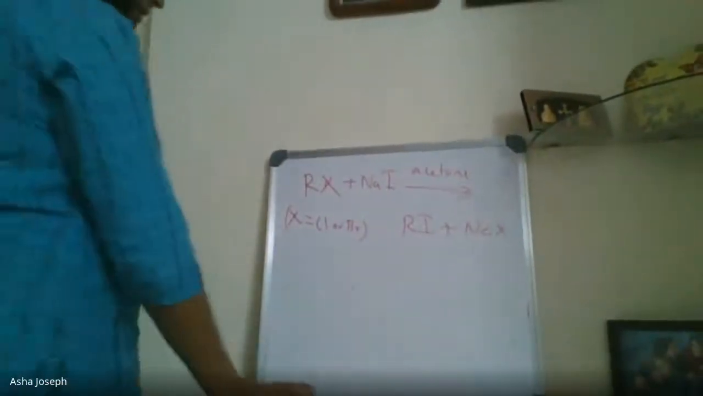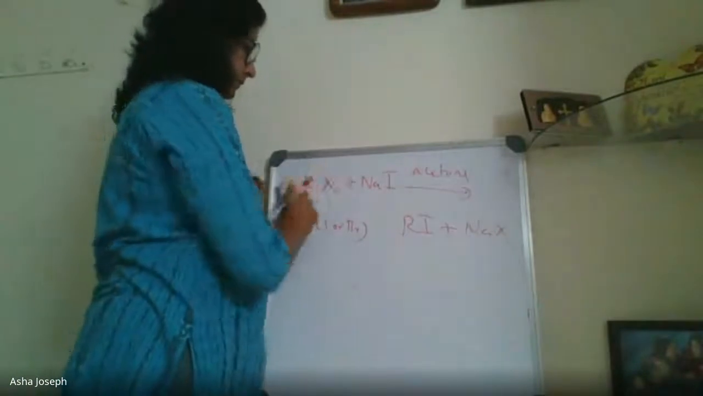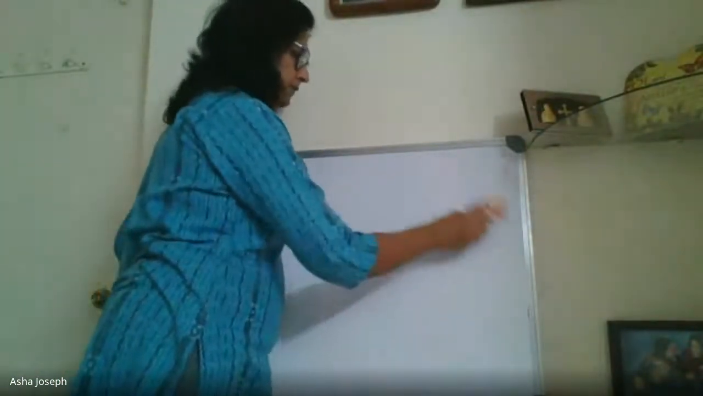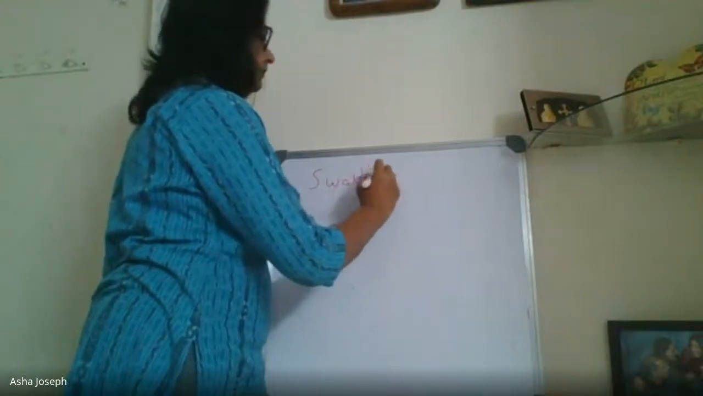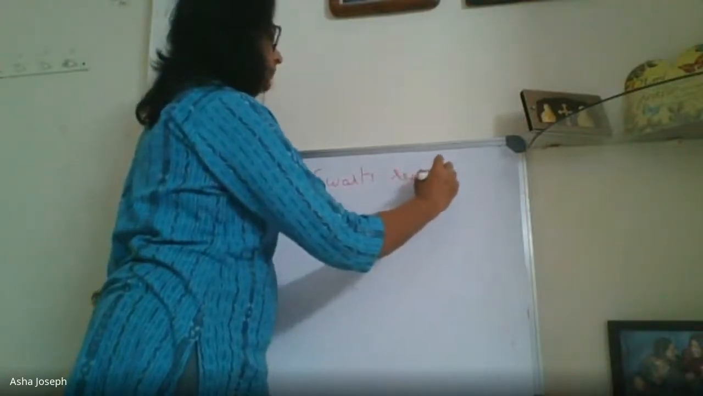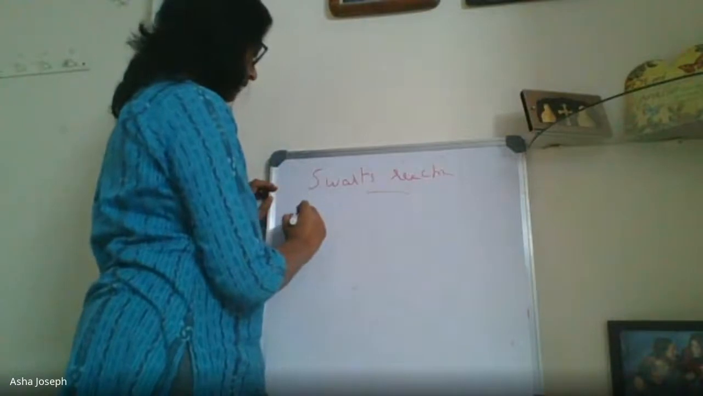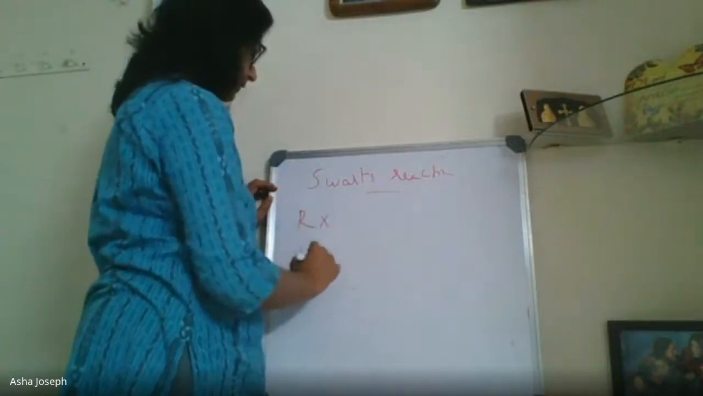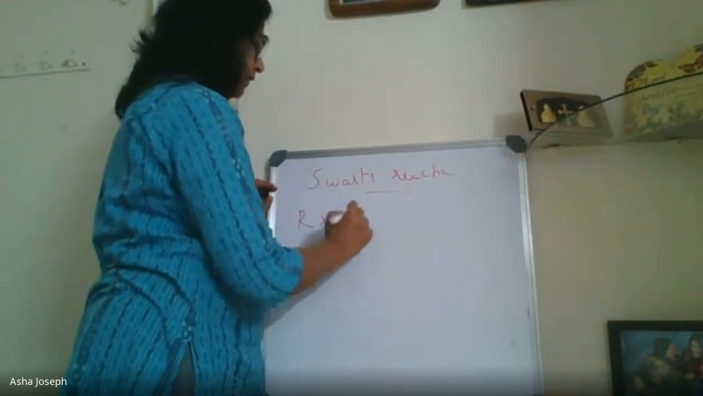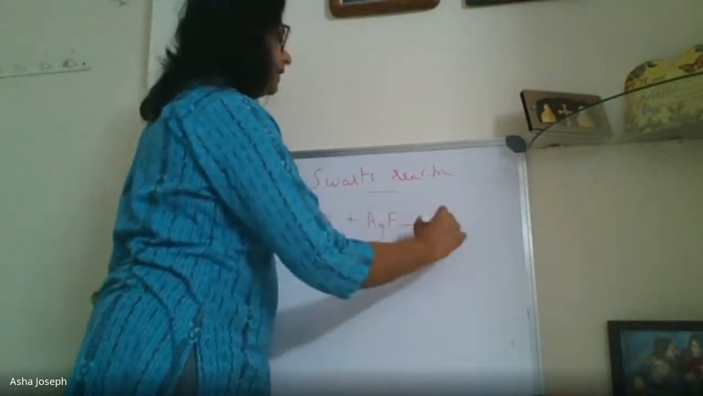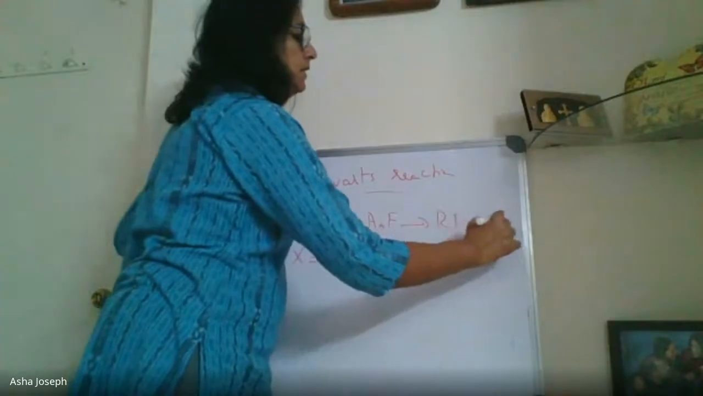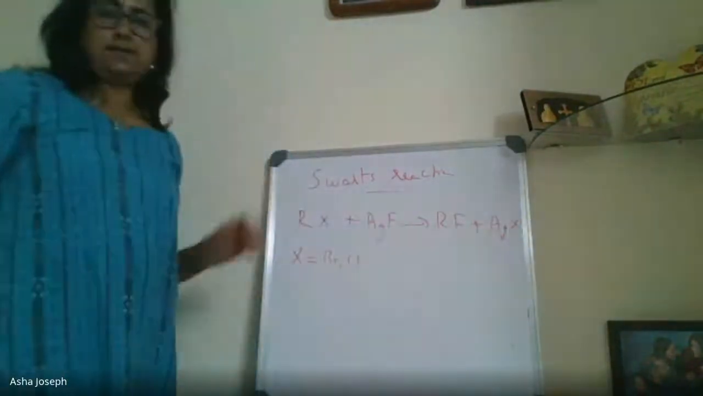So Schwarz reaction we will see. You will take RX, X can be bromine or chlorine, plus silver fluoride. You will get RF plus AgX. That is it.